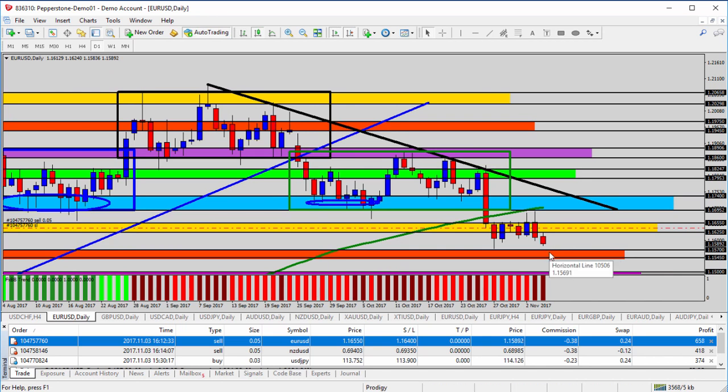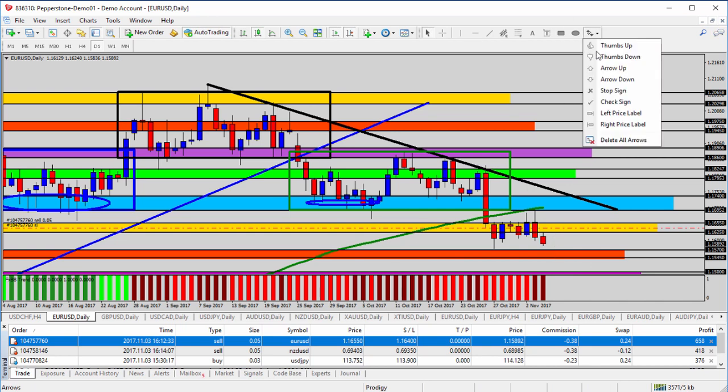1545 is our next support. I don't think selling here is the best opportunity. I think selling back on a rally to the yellow zone would be a better, lower risk, higher reward. That's what we always want: low risk and high reward.